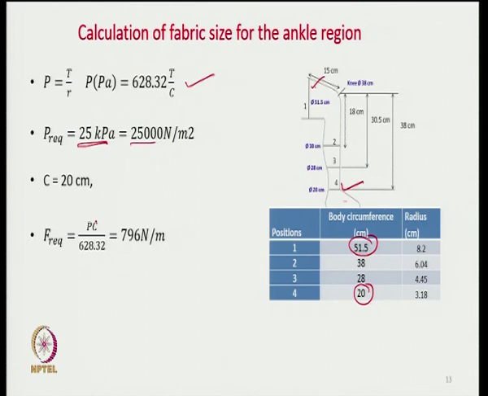So, that is going to be P into C by 628.32, that is 796 Newton per meter, that is what is required there. So much of force must develop, 796 Newton per meter, where this meter indicates the width of the fabric, not the thickness.